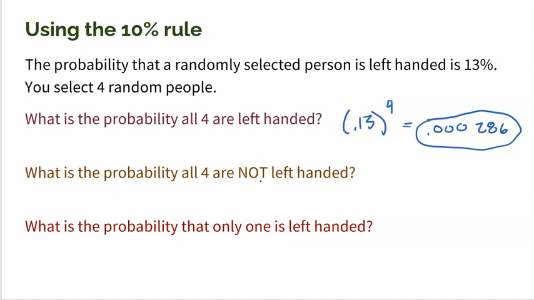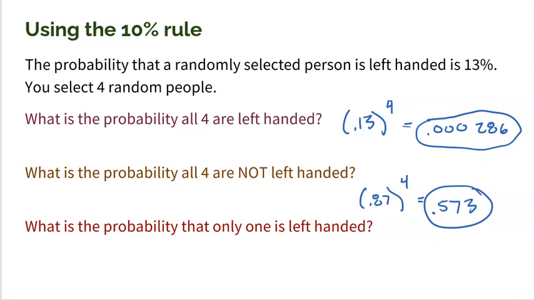All right, what's the probability they're all not left-handed? So I need a right-handed. So not left. If 13% is the chance of left, then that means 87% is the chance they are not left-handed, right? I mean, it's just opposites. 13% are left-handed, the opposite, 87%, not. And we need all 4 of them to not be left-handed. So 0.87 to the 4th is 0.573. This is actually very likely. It would be very normal. If I got 4 people in a row that were all right-handed, completely random, that would not be weird at all.